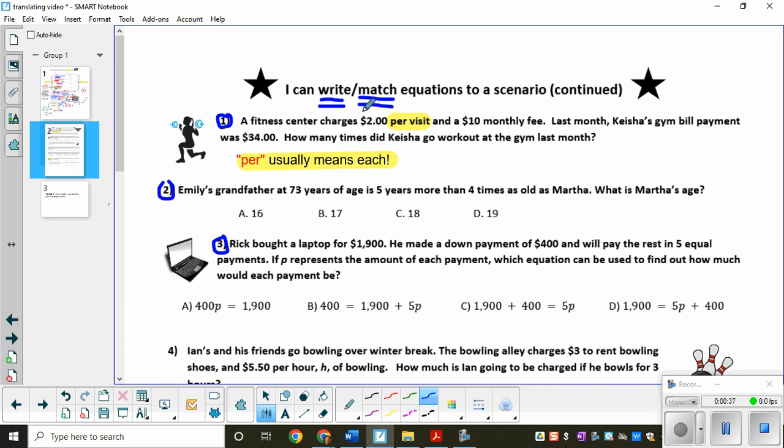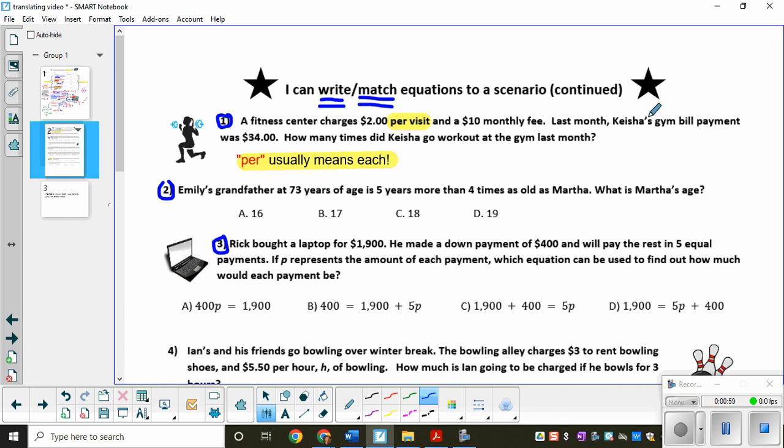A fitness center charges $2 per visit, or like $2 per class, and a $10 monthly fee. Now, the monthly fee might go towards things like electricity, having to pay for the employees to work there, things like that. And the $2 per class just might mean like the more you use a certain part of the gym, the more you're going to have to pay.